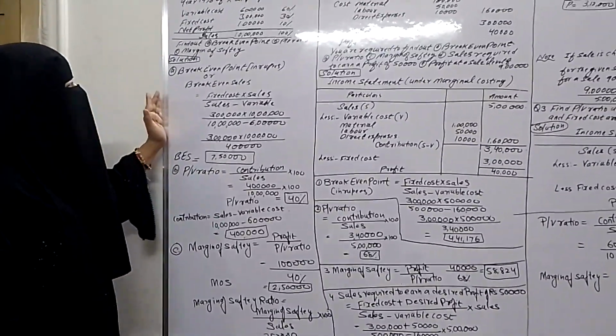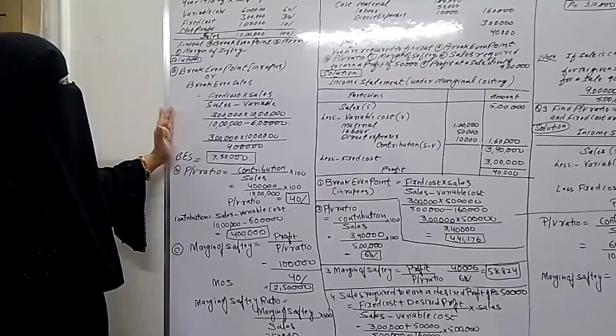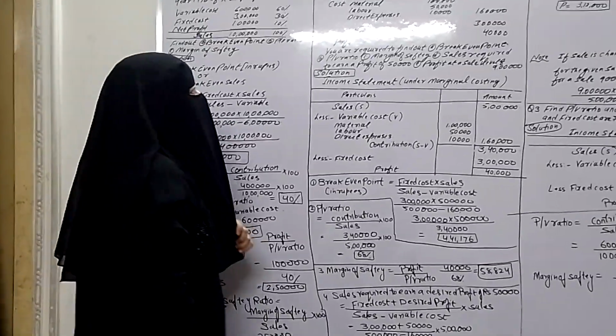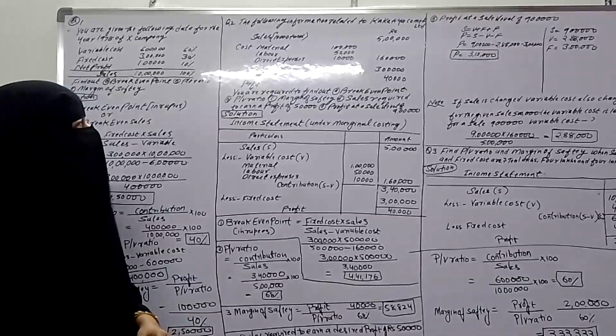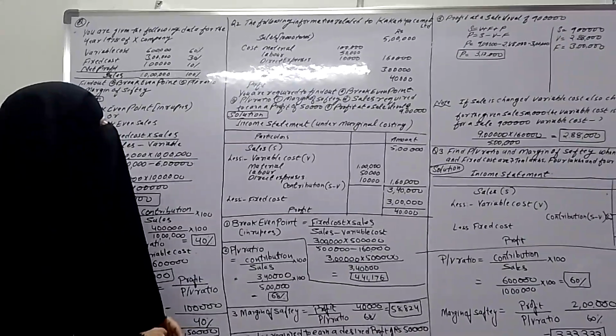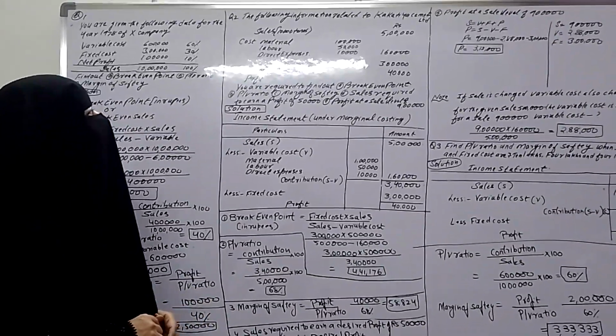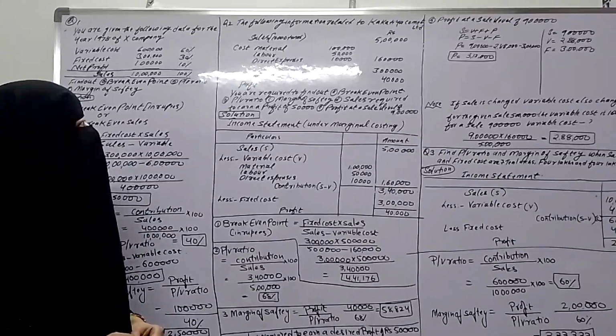So this is your first question. Now the second question is the following information related to Kakatiya Cement Limited. Under that information is given: sales 10,000 tons, rupees 5 lakh.